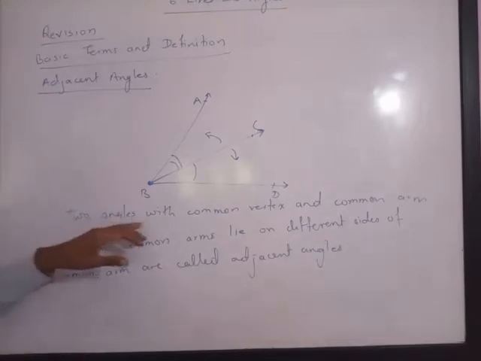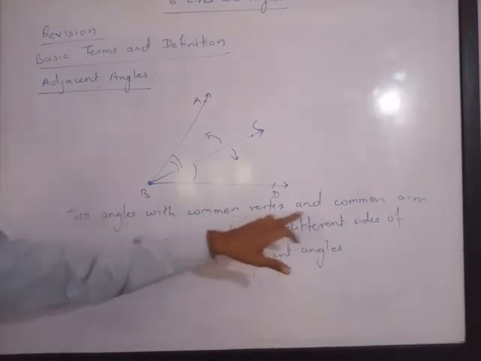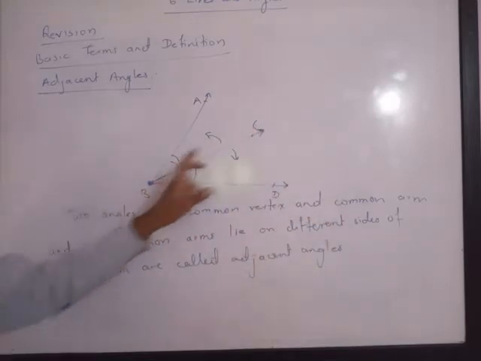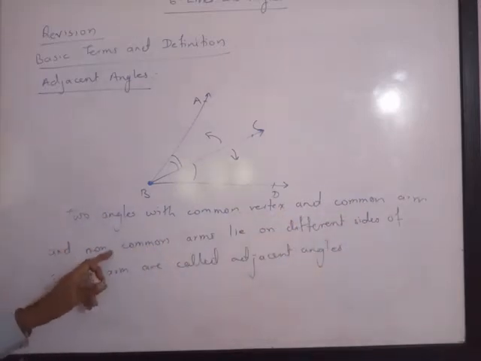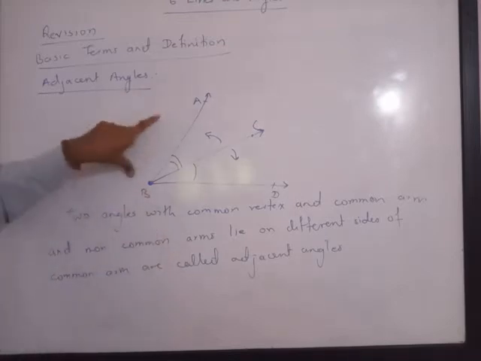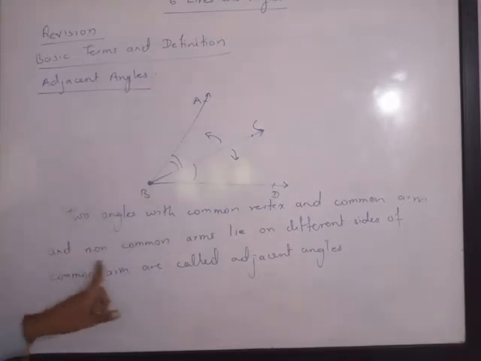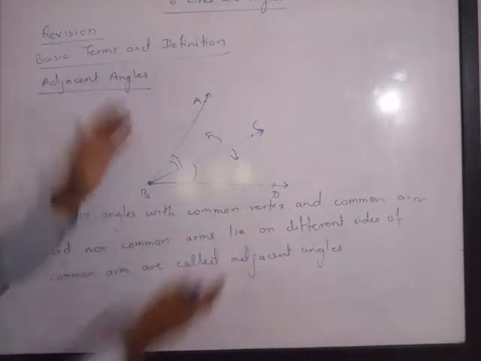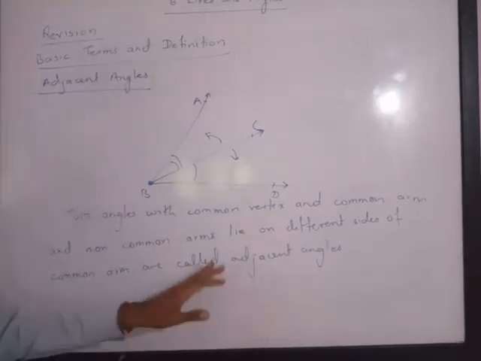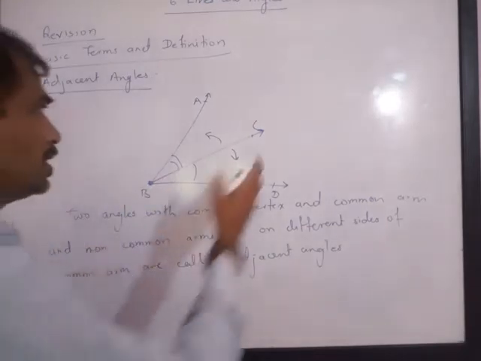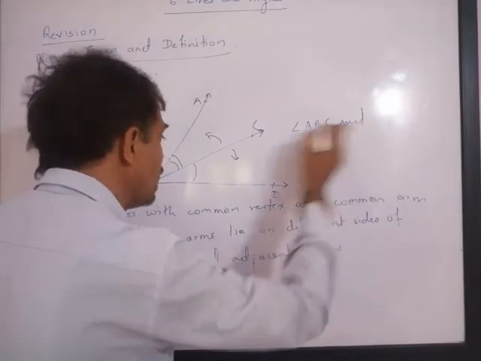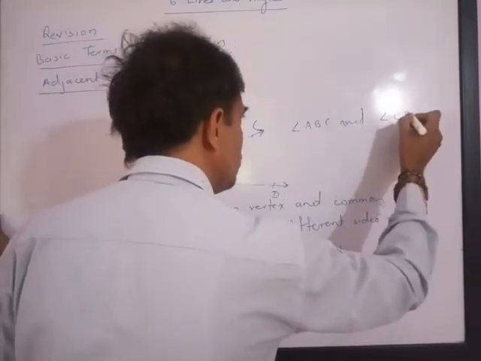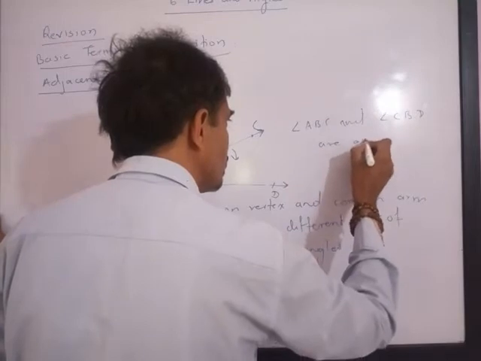Thus, two angles with a common vertex. Here B is the common vertex. Two angles with a common vertex and a common arm. This BC is a common arm. Two angles with a common vertex and common arm and non-common arms. These AB and BD are non-common arms, and if the non-common arms lie on different sides of the common arm, they are called adjacent angles. Please note here angle ABC and angle CBD are adjacent angles.